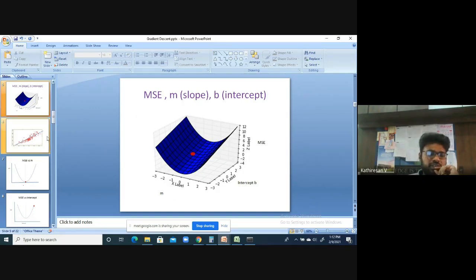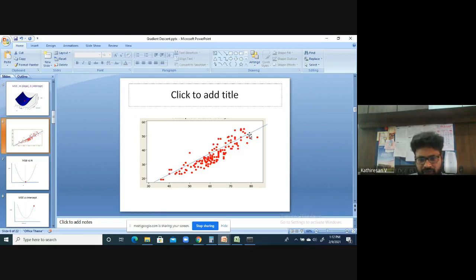Now if the line is like this, MSE is high. Here MSE is less, and this area is sensitive. Here MSE is high, and here also MSE is high.